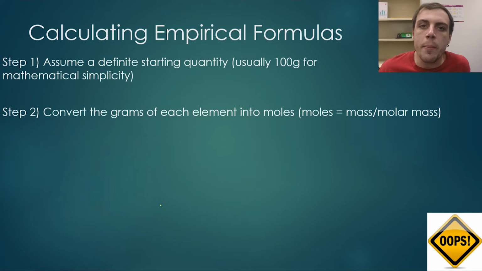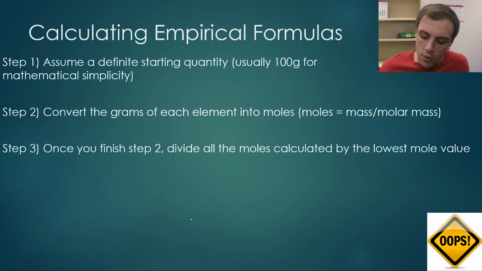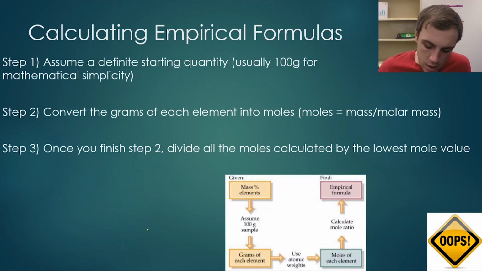So once you've converted the mass of each element into moles, you then divide all the moles calculated by the lowest molar value. Okay? So essentially, you want to try and follow this little schematic here. And again, just keep an eye out for video 2, where we're going to run through an example. So if you're given the mass percent of a particular element, you assume it's 100 grams. You then use the atomic weight, which is your molar mass given to you on the periodic table, to calculate the moles. And then you'll be able to see the molar ratios by dividing all of them by the lowest molar number.